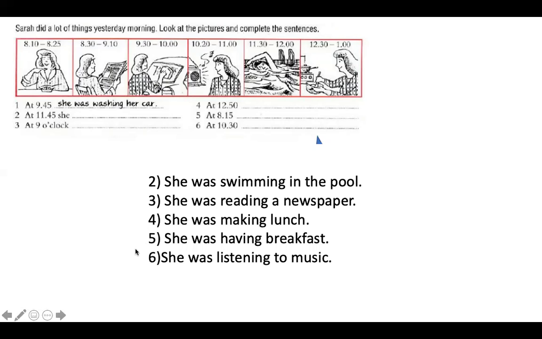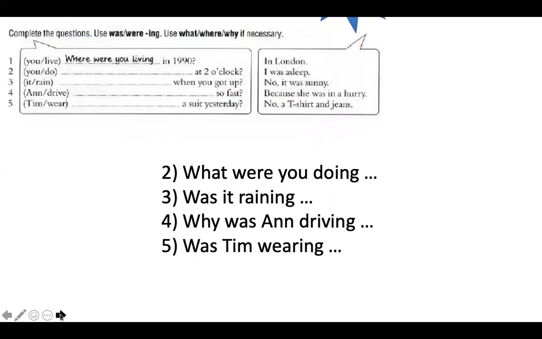Number five, at 8:15, she was having breakfast. Number six, at 10:30, she was listening to music. Then we have the complete the questions activity. Here you have to use was or were plus the verb in ing, and of course the words what, where, and why if they are necessary.